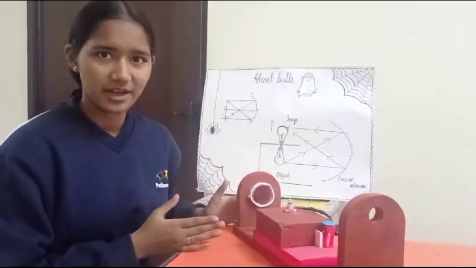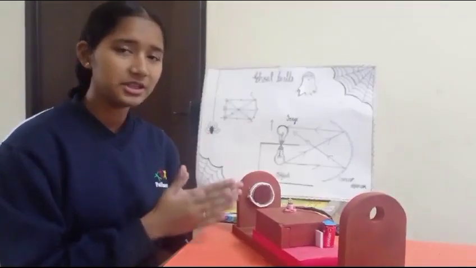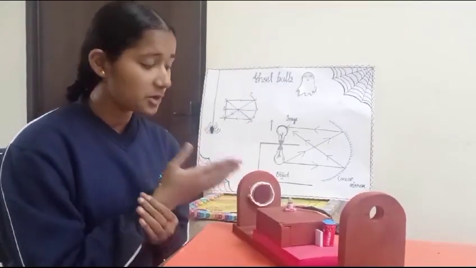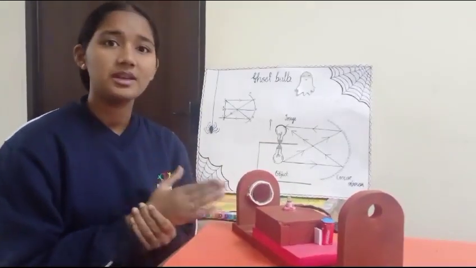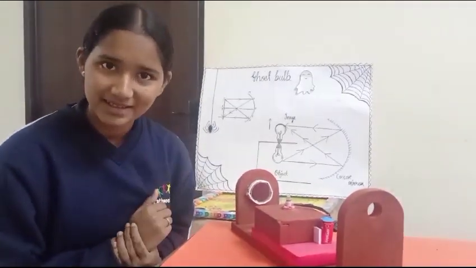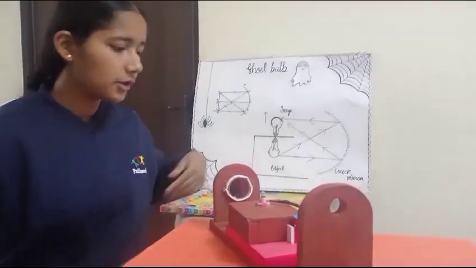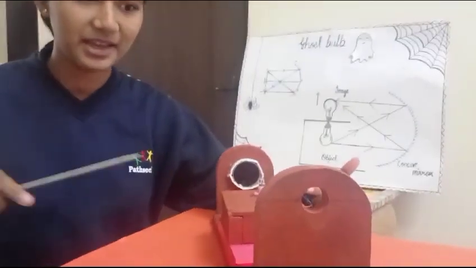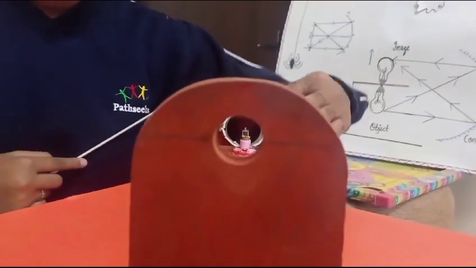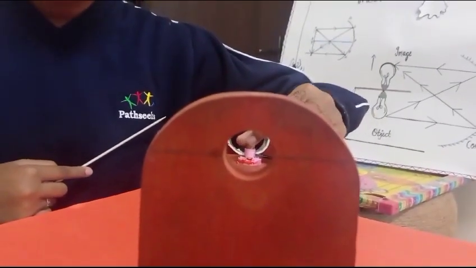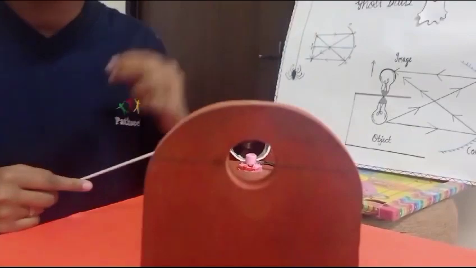The statement that we are trying to prove is that when we put an object at the center of curvature of a concave mirror, the image formed is also at the center of curvature of the said concave mirror. So over here we have an object, as you can see through the peephole. When we remove the object, the image formed is still there. How is it possible?